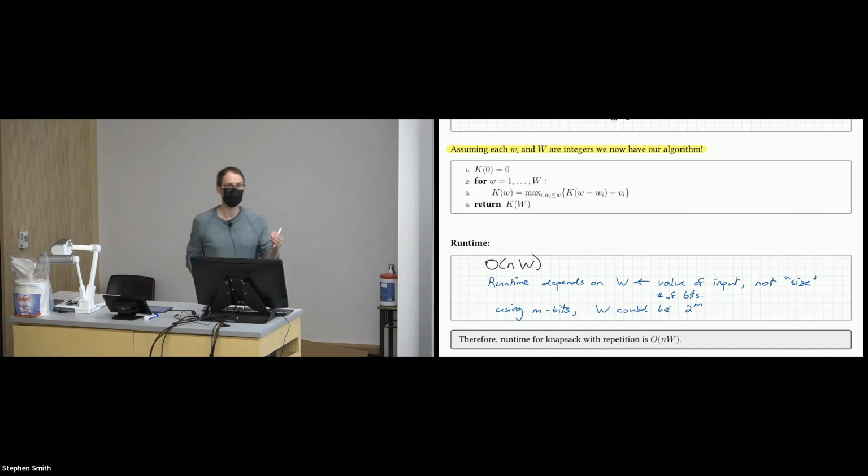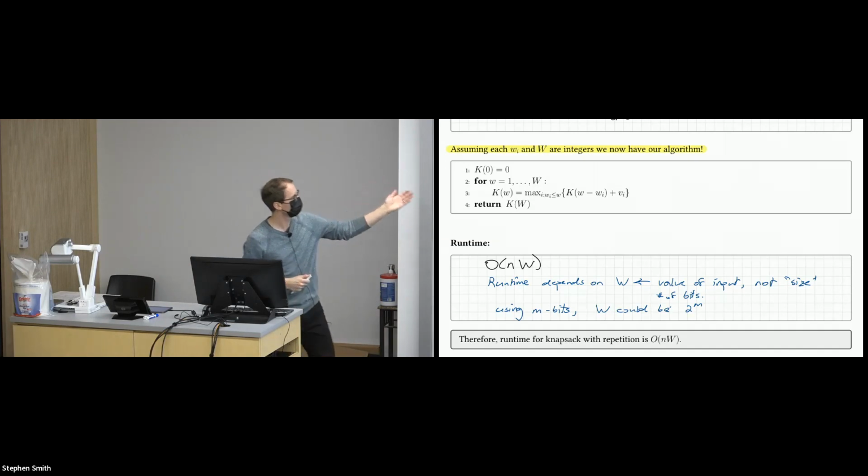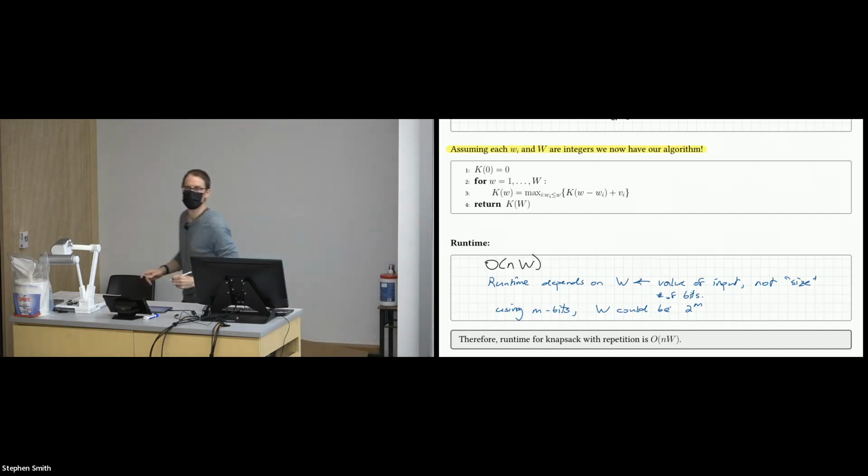Because the input size is the number of bits I need to represent the input. And this W is exponential in the number of bits needed to represent it. So this is not a polynomial time algorithm. Sometimes this is called pseudo-polynomial.